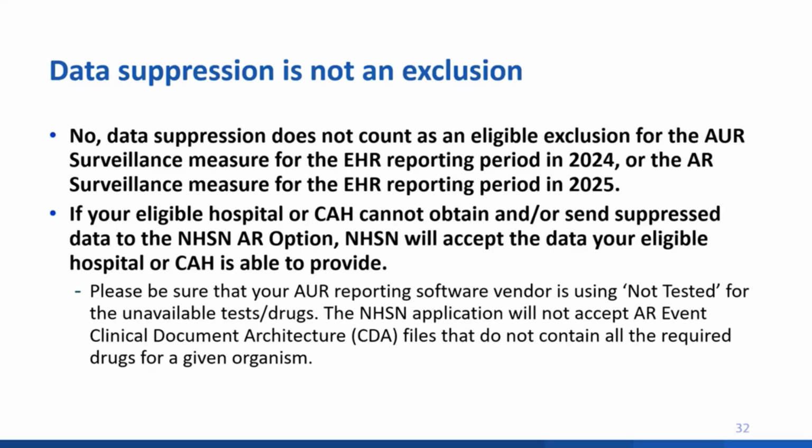Data suppression is not an exclusion. So no, data suppression does not count as an eligible exclusion for the AU surveillance measure for the EHR reporting period or the AR surveillance measure for the EHR reporting period in 2025. If your eligible hospital or critical access hospital cannot obtain and/or send suppressed data to the NHSN AR option, NHSN will accept the data your eligible hospital or CAH is able to provide.